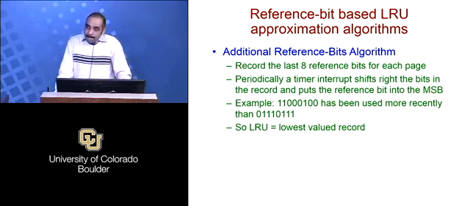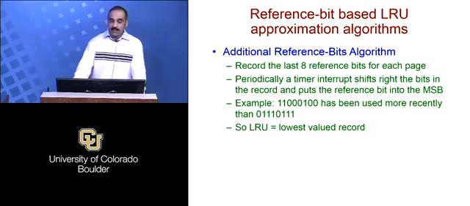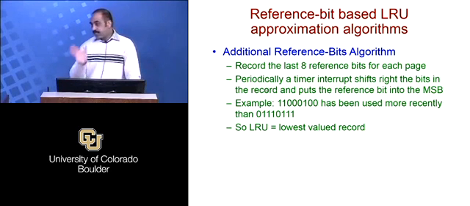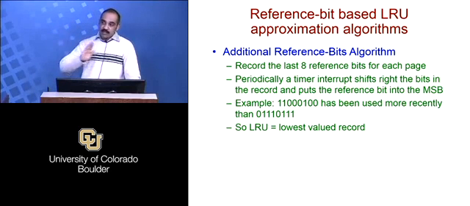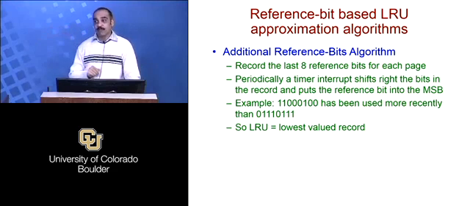Yeah. When is the reference bit cleared? Because once the reference bit is set, it should stay set all through. No. Okay. Whenever you shift your record right, at that time you set the reference bit back to 0. So every time you're shifting the record right, you put the reference bit in the most significant bit and set the reference bit to 0.